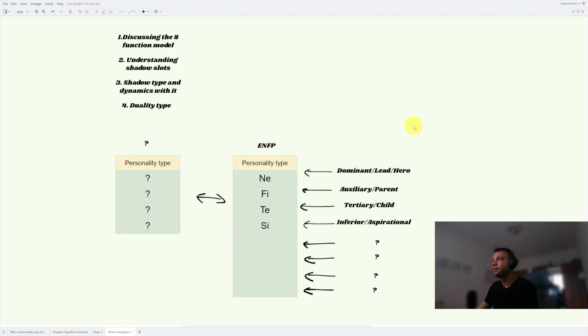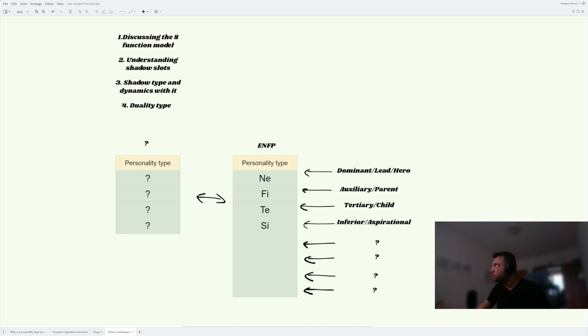Hi guys, welcome back. In this video we're going to be introducing shadow and duality types, and we're also going to be discussing the 8-function model as well as understanding the shadow SWOTs. If you remember from the previous video, we were talking about the Jungian cognitive function stack of a personality type which contains 4 SWOTs. And here we're going to expand this to all 8 SWOTs. But first let's discuss a bit about this model.